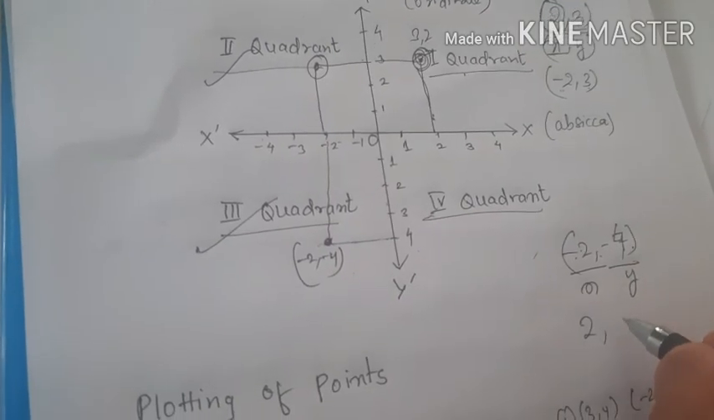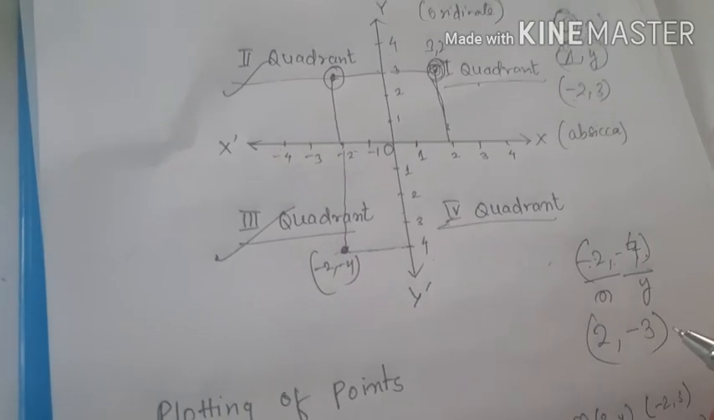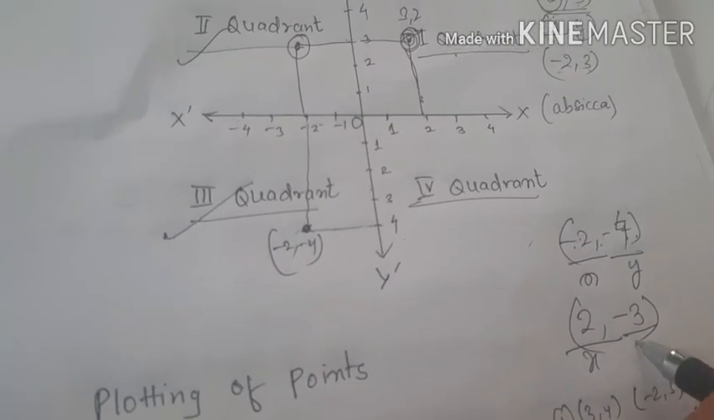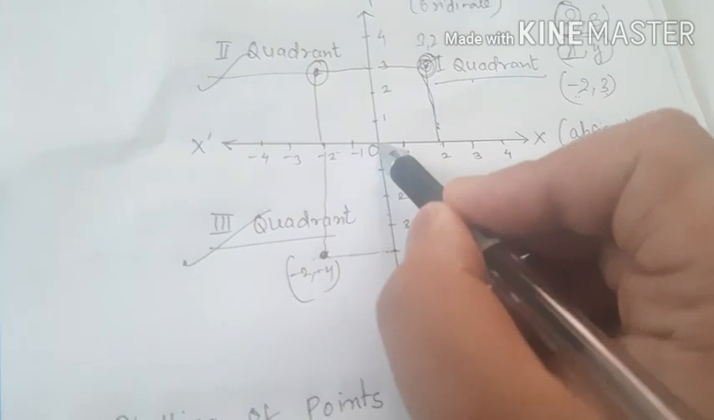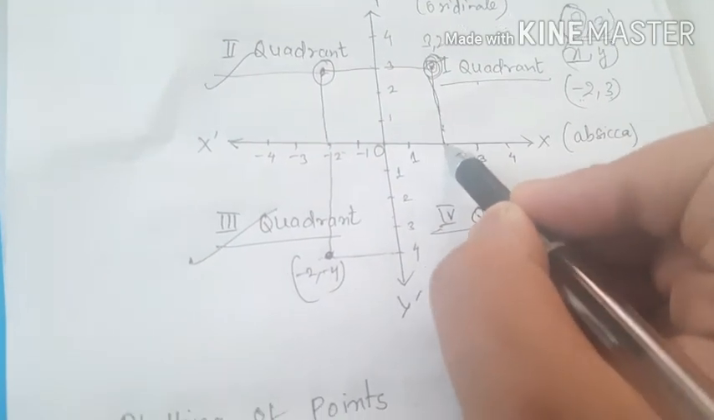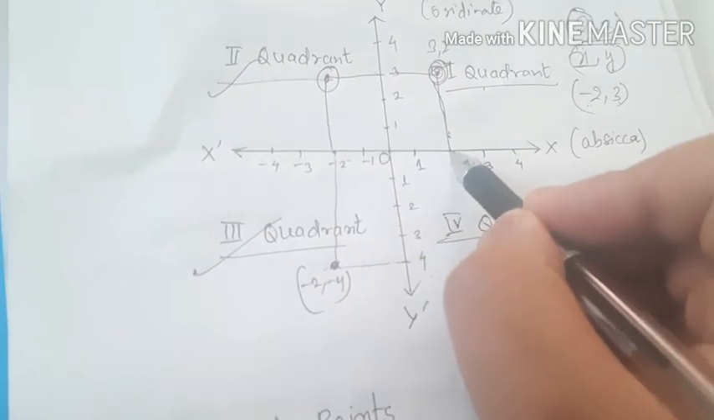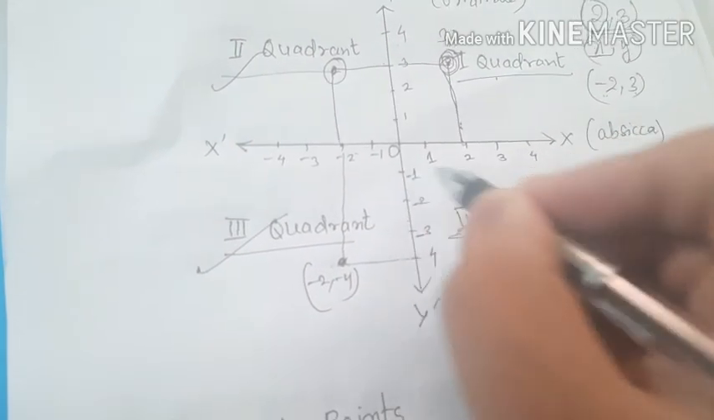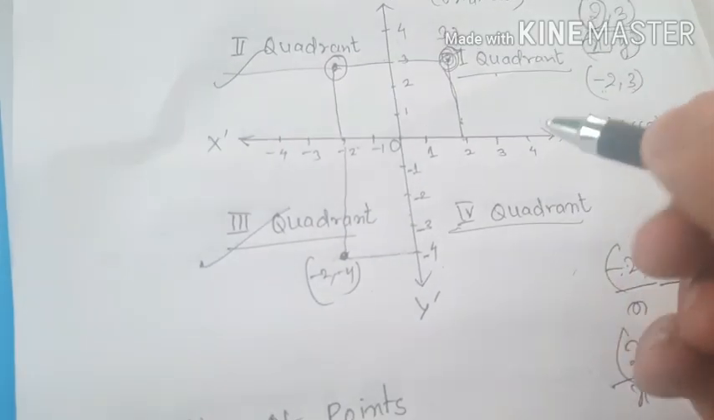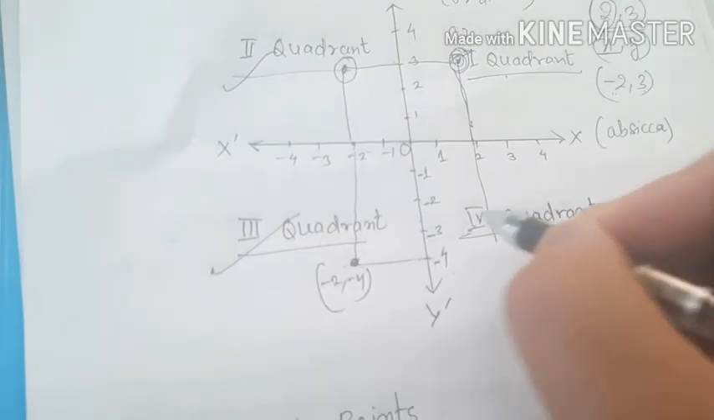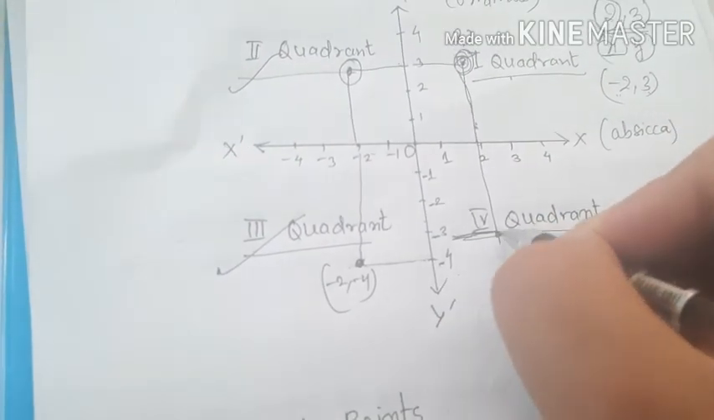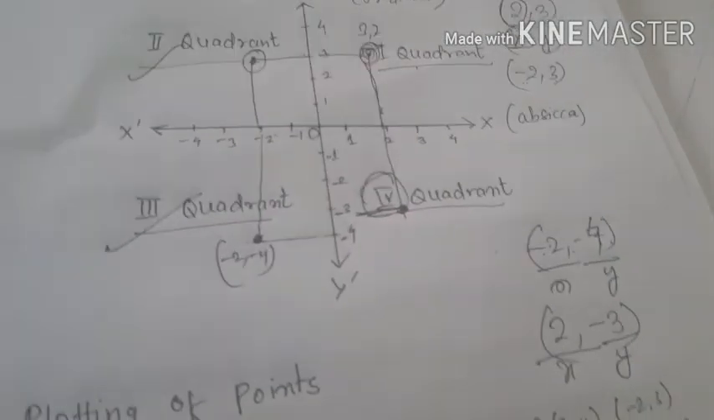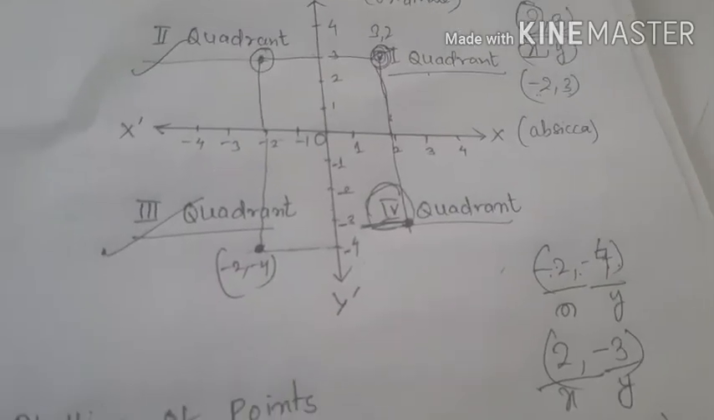Now another example, if I say (2, -3). Now in this, x is 2, y is -3. X is 2, so plus will come in this part. X is 2, y is -3. This is your minus part. Okay, downwards is minus. So here it is. It comes under fourth quadrant. So this is how we will try to write the quadrants.